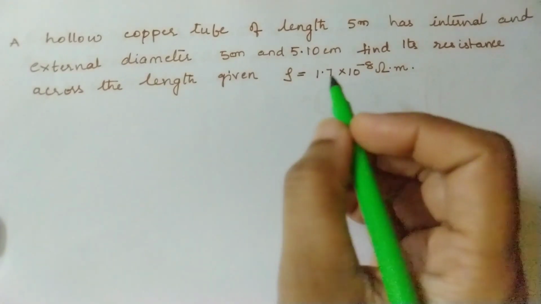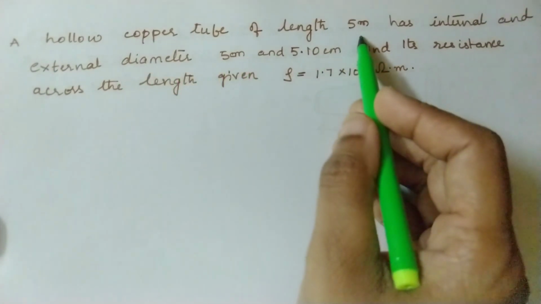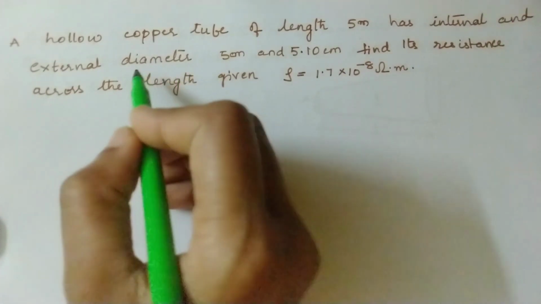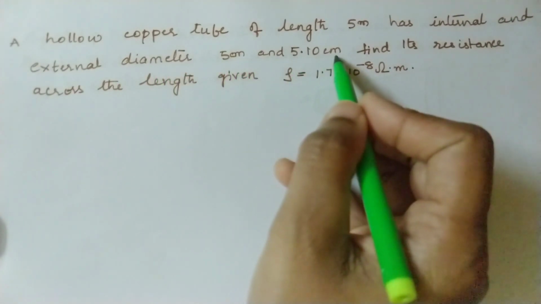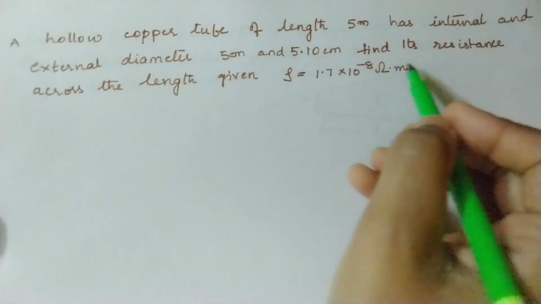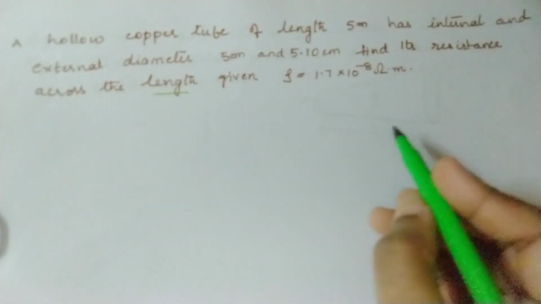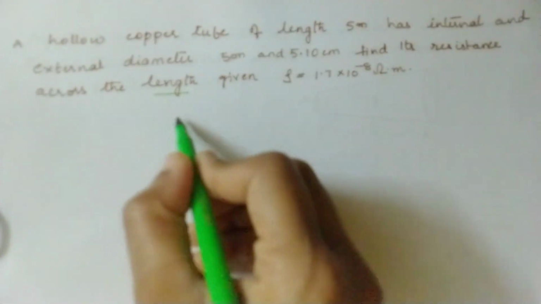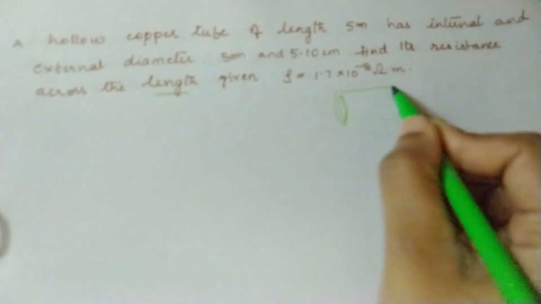Okay, now come to this question. It is said that there is a copper tube whose length is 5 meter and it has internal and external diameters as 5 centimeter and 5.10 centimeter, and you need to evaluate its resistance across its length. Since it's a hollow tube, for a hollow copper wire, thickness is given anyway.